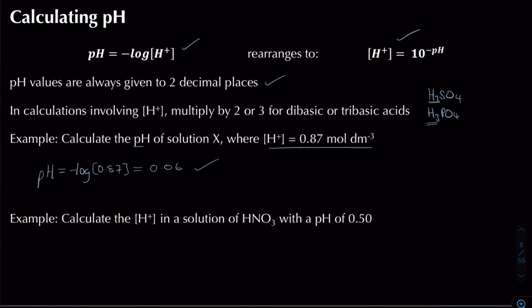What about the next example? We're asked to calculate the concentration of H plus, in this instance with nitric acid, with a pH of 0.5. So in this instance, the concentration of H plus is going to be equal to 10 to the minus pH, which in this case is 0.5. I put that in my calculator and I end up with a value of 0.316 moles per decimeter cubed. And so there's my answer for that one.